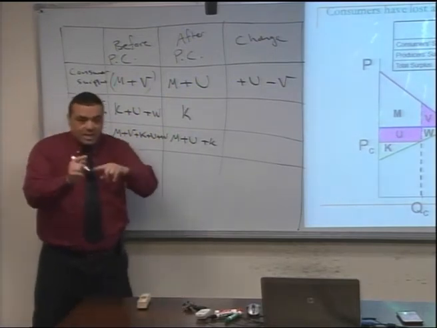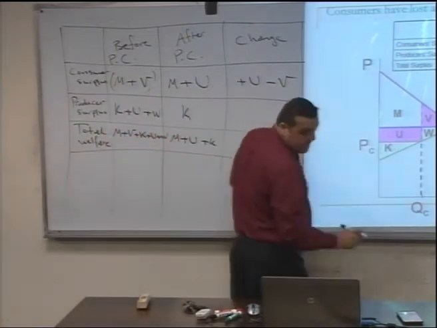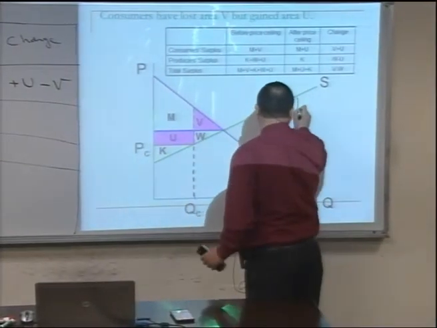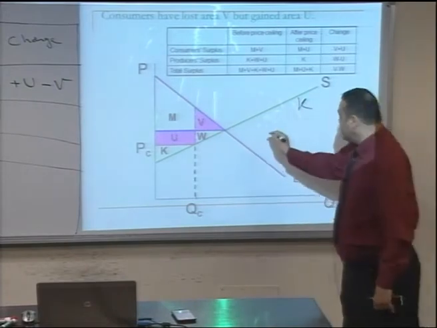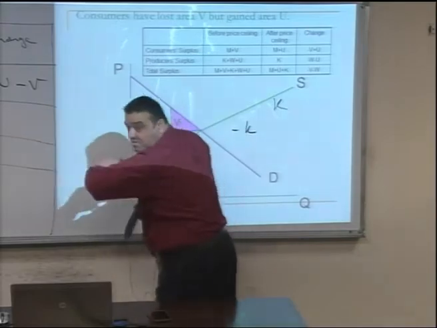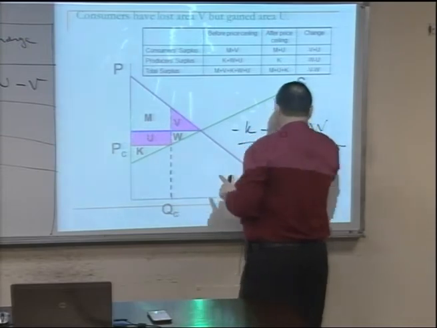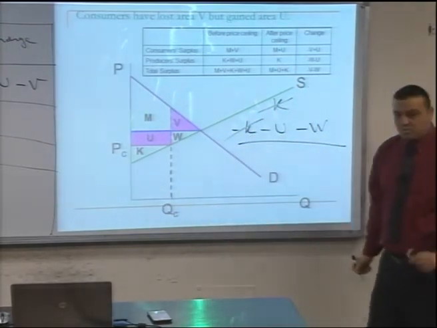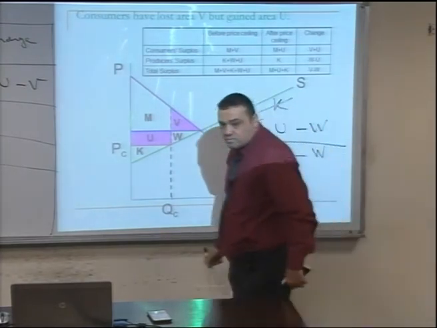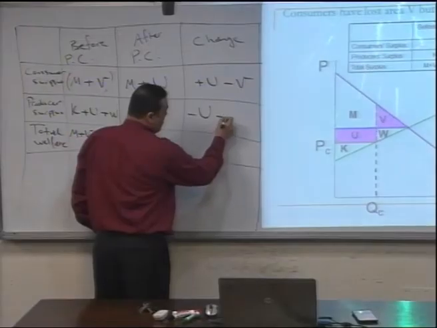Because the negative sign applies to both of them, right? So K, we can say K, this is after, minus K minus positive U minus U minus W. K minus K, 0. Minus U minus W. So here the result is minus U minus W.